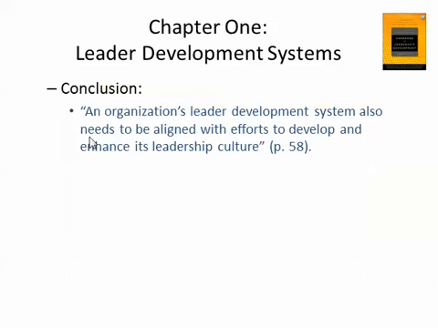Now, let's wrap up in a conclusion. An organization's leader development system also needs to be aligned with efforts to develop and enhance its leadership culture. Remember, culture is long-term. It's leadership culture, and it has to be aligned. So the leader development system also needs to be aligned with efforts to develop and enhance its leadership culture.